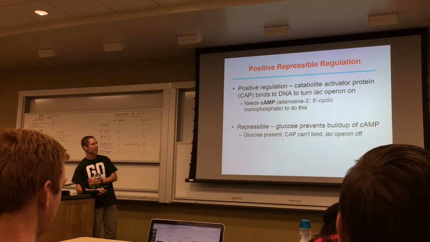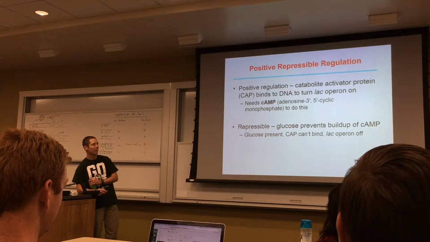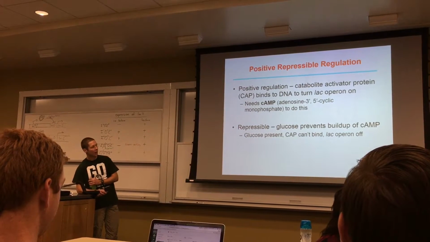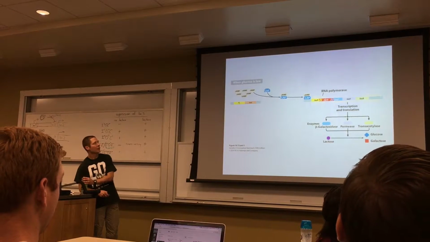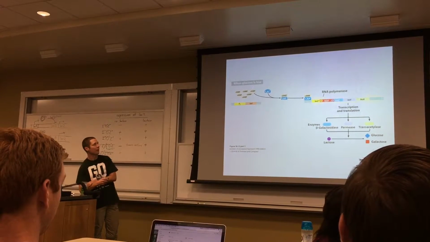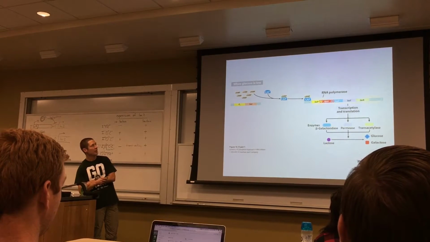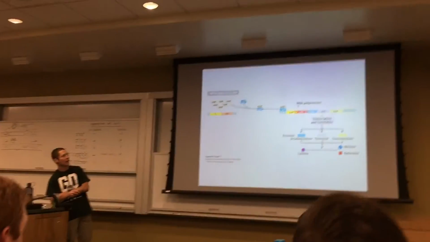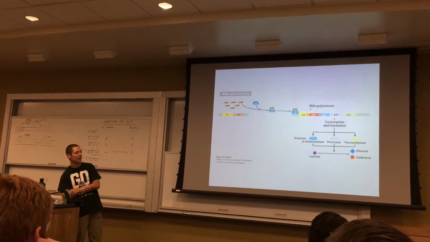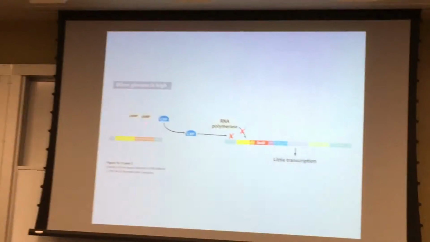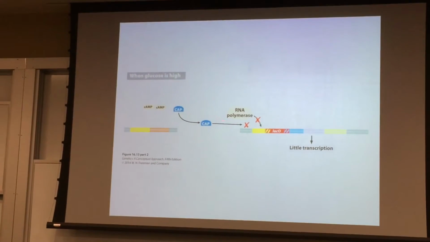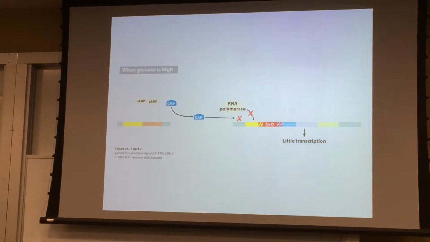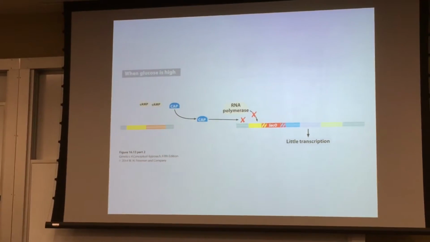If glucose is absent, then CAP can bind and our gene would be turned on. So this is kind of showing what's going on. If we don't have much glucose, we do have lots of cyclic AMP, and our activator protein can bind and turn on the genes. If we do have lots of glucose though, this protein can't bind, and so we don't turn on as much expression of these genes.